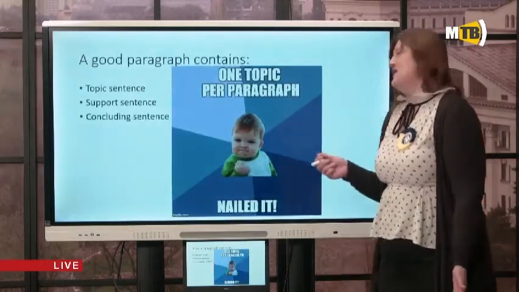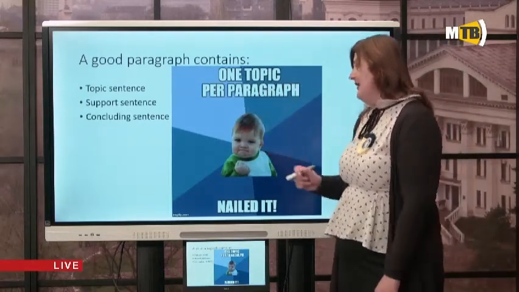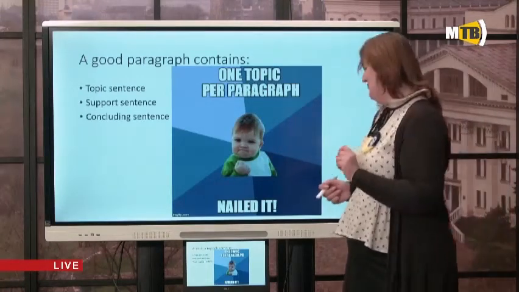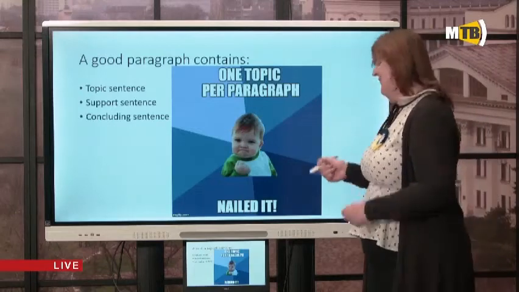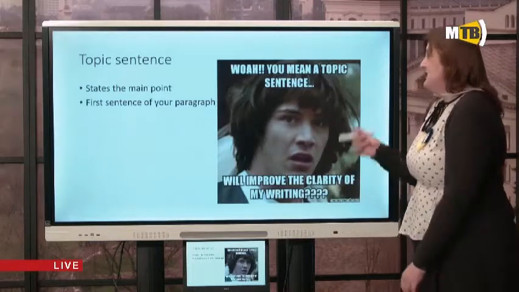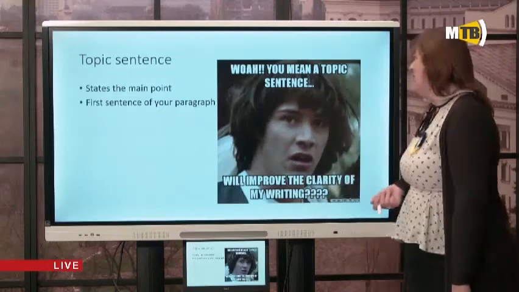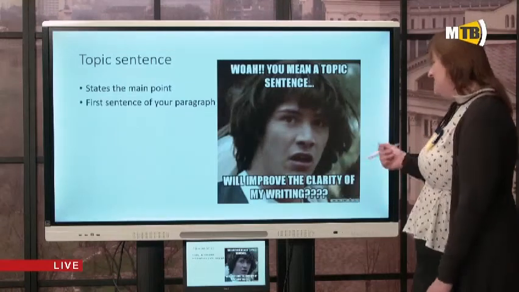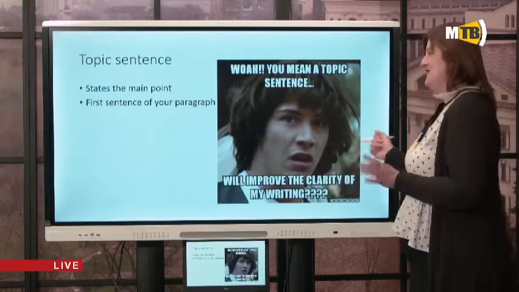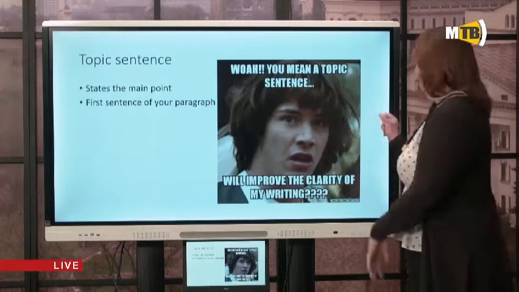So, what does a good paragraph consist of? A good paragraph contains the topic sentence, support sentences, and concluding sentence. One topic per paragraph is a golden rule. And if you have one topic in your paragraph, you nailed it. You did it right. So, what is a topic sentence? The topic sentence states the main point, and it's obviously the first sentence of your paragraph. Wow, you mean a topic sentence will improve the clarity of my writing? Yes, that's it, because your topic sentence gives your audience a better understanding of what is to follow.